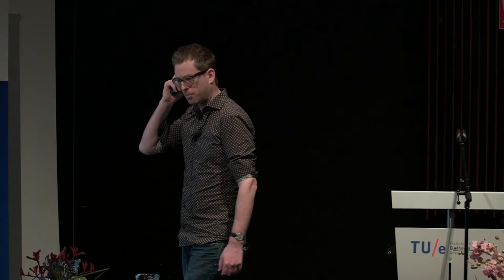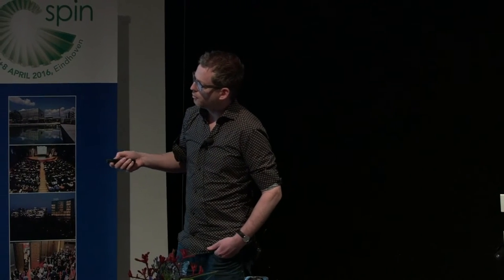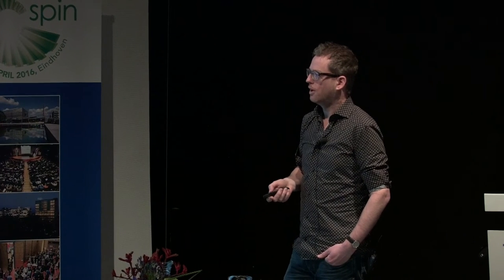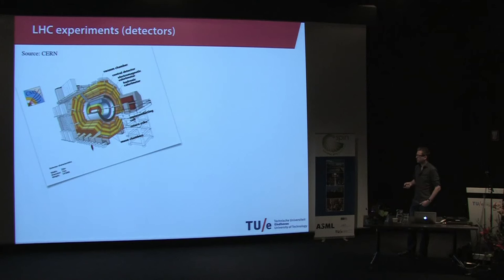There are four large experiments, and CMS is one of them. It stands for the Compact Muon Solenoid experiment. If you can read this, it says that it's roughly 25 meters in width and 15 meters in diameter, and it weighs somewhere near 15,000 tons. It's largely electronics and all sorts of stuff.